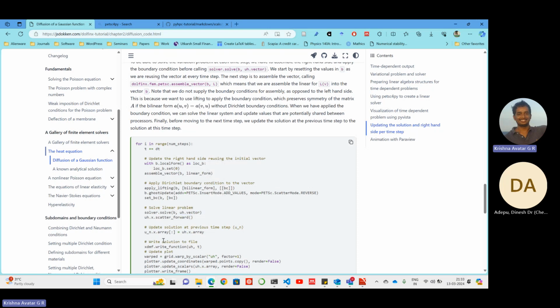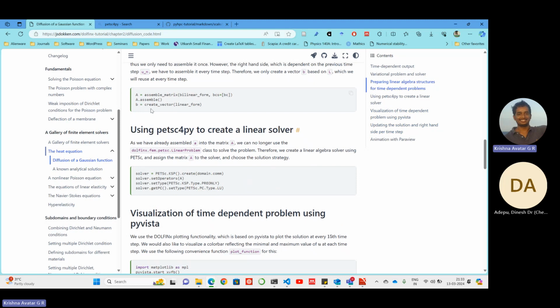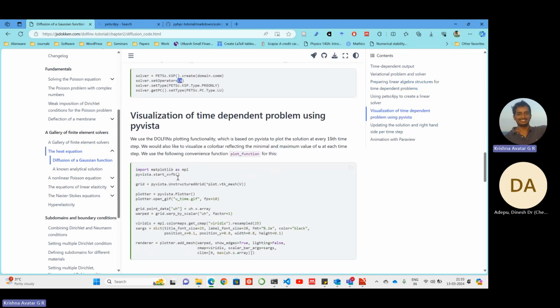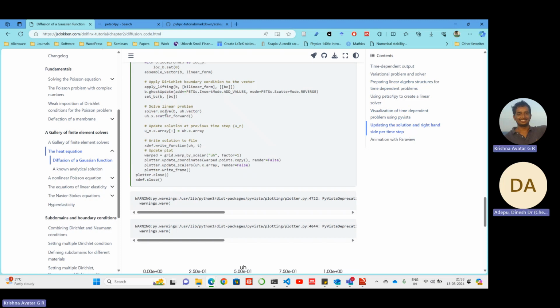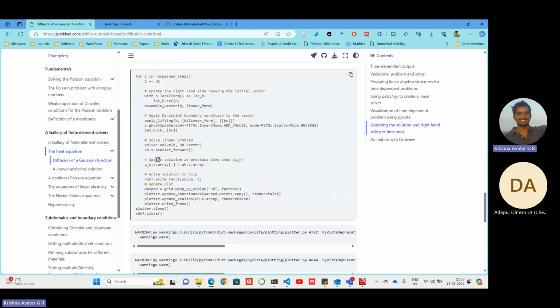Since we had already prescribed this operator, the operator was A, isn't it? So it already knows about A. Now we are giving B, and the results will be stored in uh.vector. And then uh.x.scatter_forward. This I don't know what it's doing. Then we are updating the solution at the previous time step using the current time step result, so u_n.x.array is equal to uh.x.array.